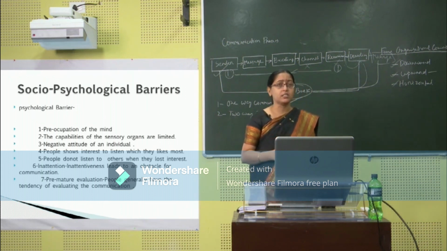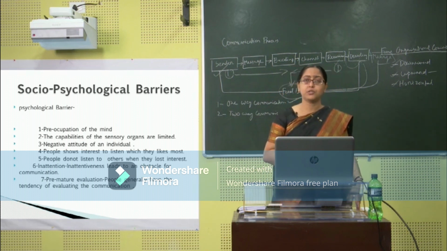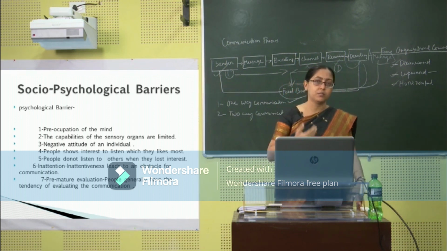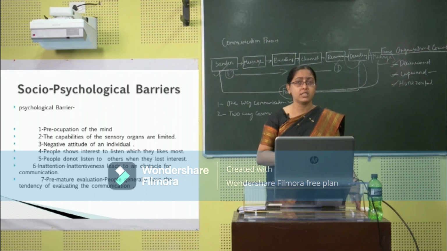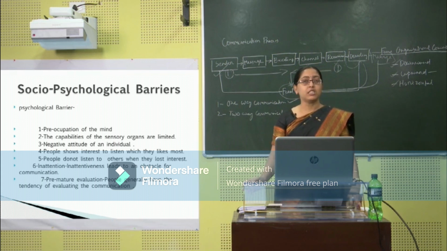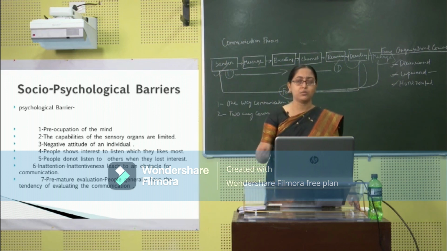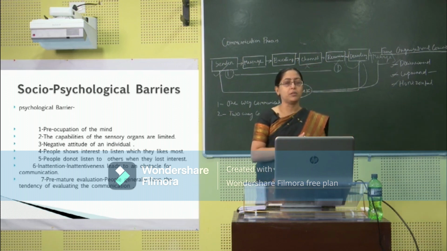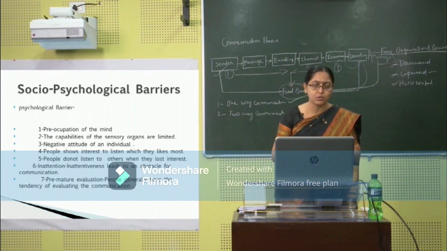Then the second aspect is the capability of the sensory organs. If your sensory organs are not okay, suppose you have some problem, then you may not be able to communicate properly. Suppose you have some teething problem or a vocal problem, or you do not have good listening ability, then the communication is also hampered. Then there is the negative attitude of the individual. Many times we never like to listen to others. If that exists with people, then they may not listen to what is being told to them.